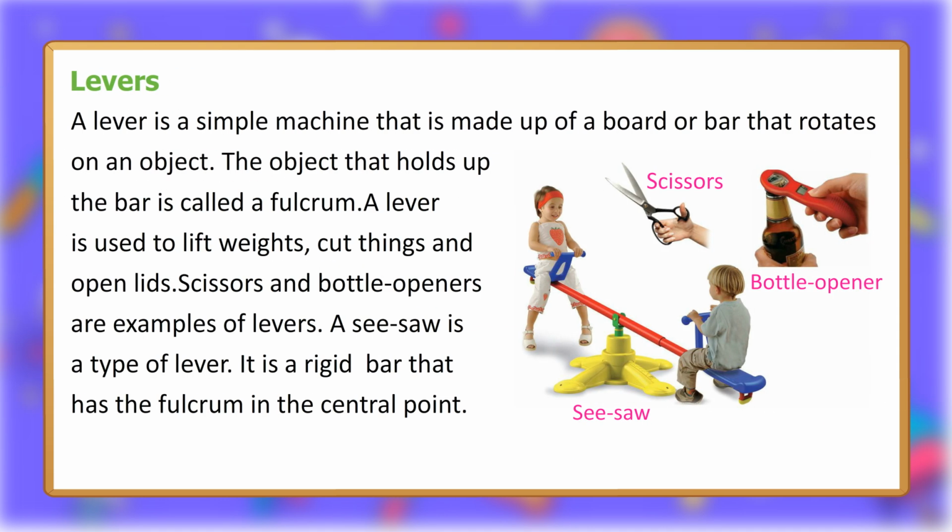Levers. A lever is a simple machine that is made up of a board or bar that rotates on an object. The object that holds up the bar is called a fulcrum. A lever is used to lift weights, cut things and open lids. Scissors and bottle openers are examples of levers. A seesaw is a type of lever. It is a rigid bar that has the fulcrum at the central point. Seesaw. Scissors. Bottle opener.